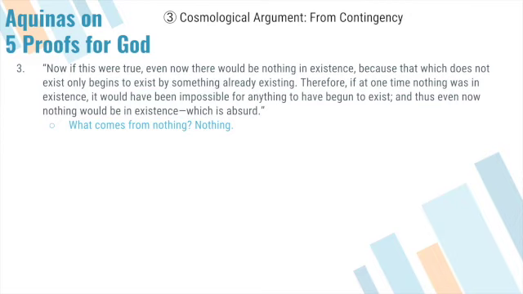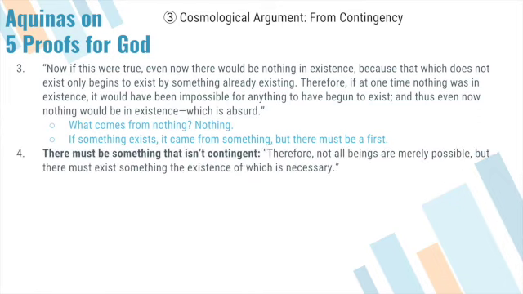What comes from nothing? Nothing. Nothing comes from nothing. So you can't say that there was once nothing and then there was something, because nothing doesn't cause anything. If something exists, it came from something. But there must be a first something, right? What did it all come from? What something did it all come from? So there must be something that isn't contingent.